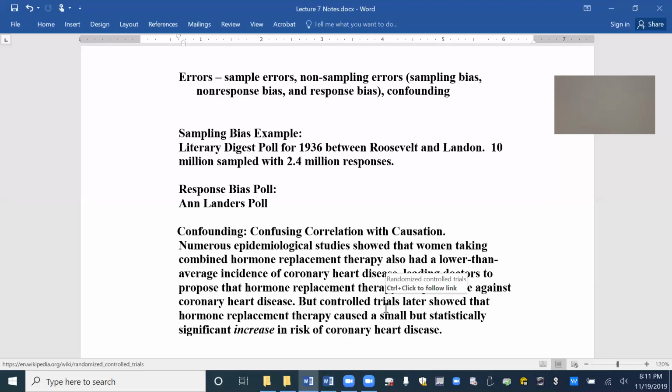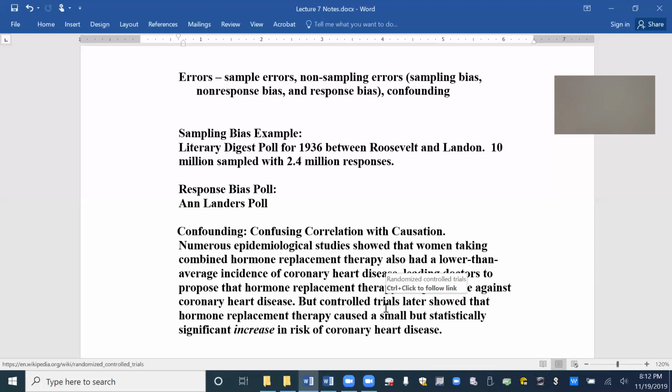Well, who are the people who read their magazines, who had phones in those days, and who had cars? They were rich people, that's all. And so it was biased. It was extremely biased, biased towards sampling rich people. And of course, Alf didn't win.